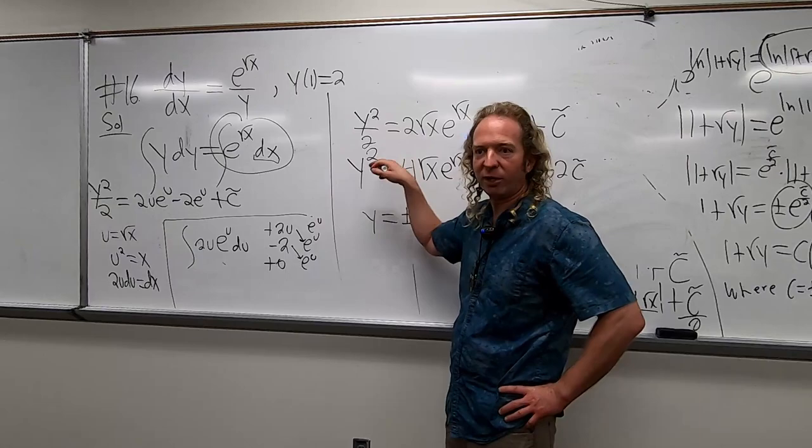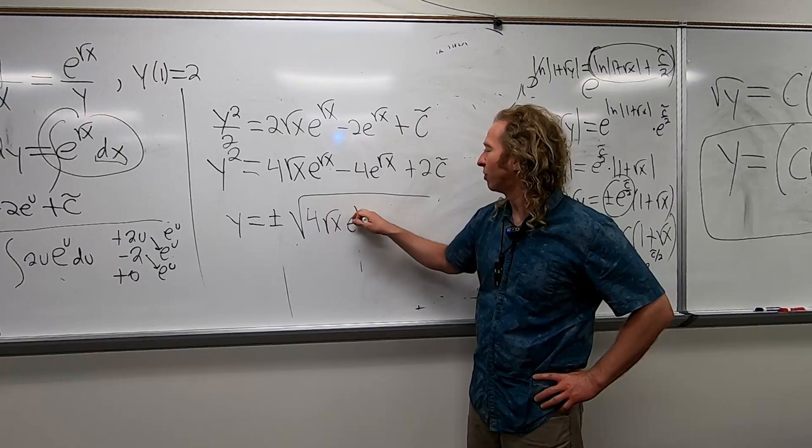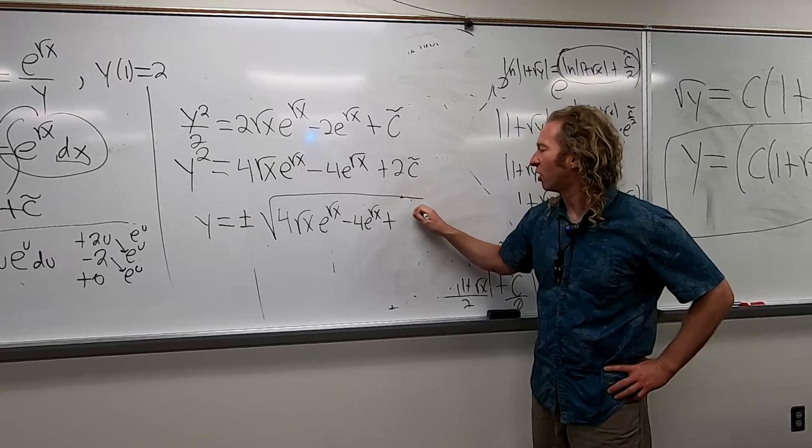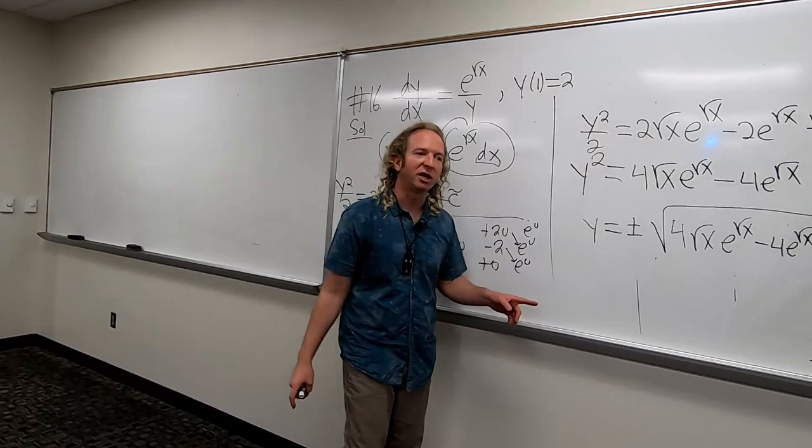Square root 4 square root of x e to the square root of x minus 4 e to the square root of x plus, let's just call it c. I'll pause here and let you catch up. The next step is a bit tricky, okay? Because we have to determine if it's a plus or a minus. I'll show you how to do that.